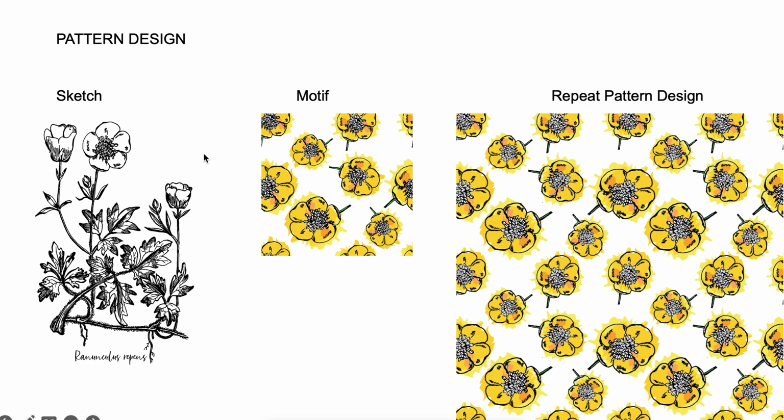Now, of course, you can see here there are the full leaves, root system, and petals. But for the motif, I only extracted a part of what I felt would make a beautiful repeat. So this is essentially the part that I selected, which created the little flowers that you see here.